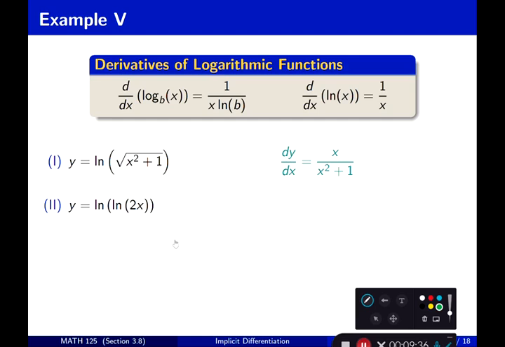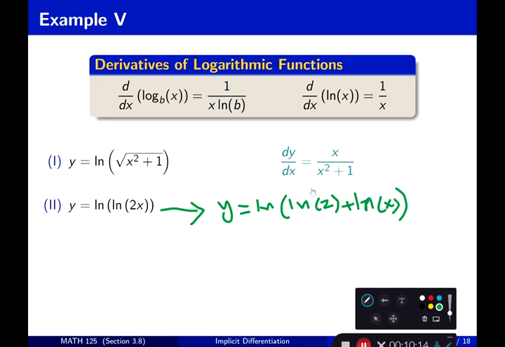Example 5, part 2. Let's try to take the derivative of natural log of 2x. So first thing, there's one law of logarithm that I can use that makes y equal to natural log of 2 plus natural log of x.